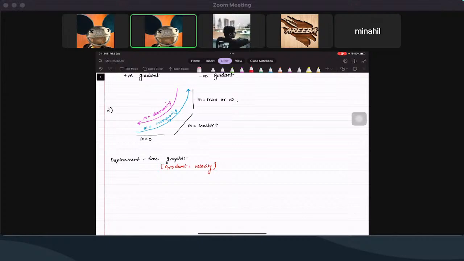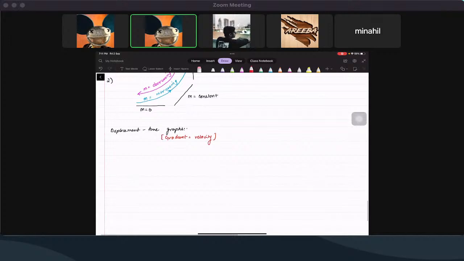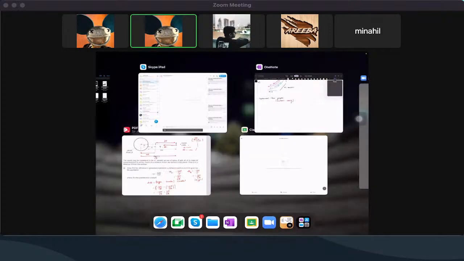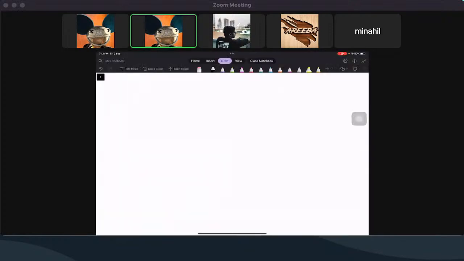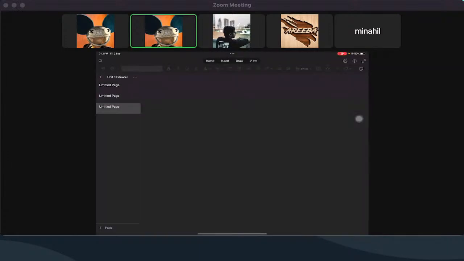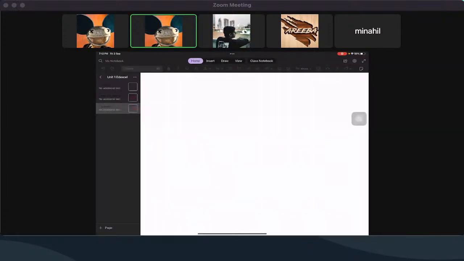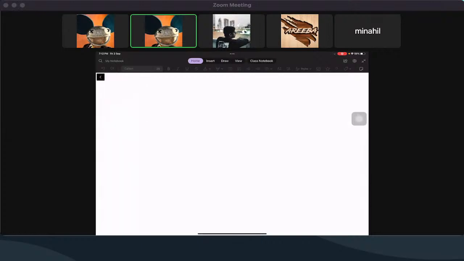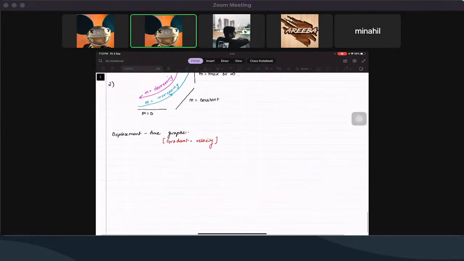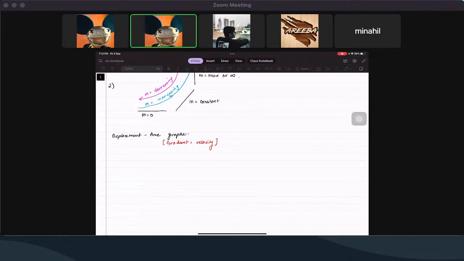So, I'm going to draw some graphs here. I need to close this app. This is glitching. I don't know why. Probably my app has not been updated for a very long time. I'll do it today. Okay, for some reason it's here.